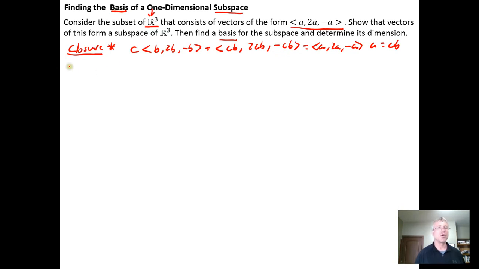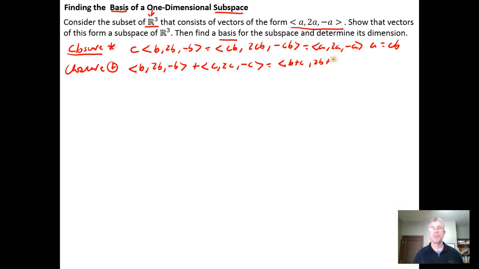Now we need to show closure under vector addition. To do that, we take two vectors of the correct form. I'll take b, 2b, negative b, and add it to another vector of the correct form, c, 2c, negative c. Now I have two vectors I'm adding together, both of which have the form a, 2a, negative a. We add them up: we get b plus c, we get 2b plus 2c, we get negative b minus c.